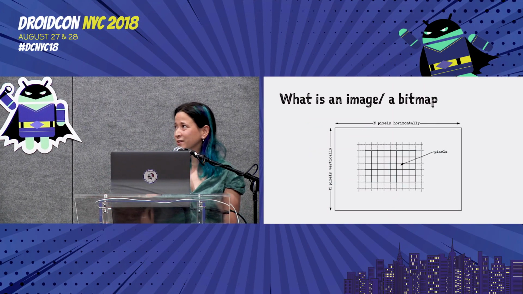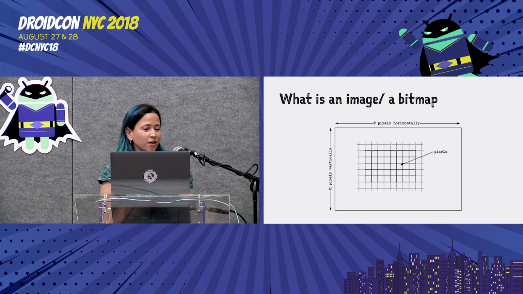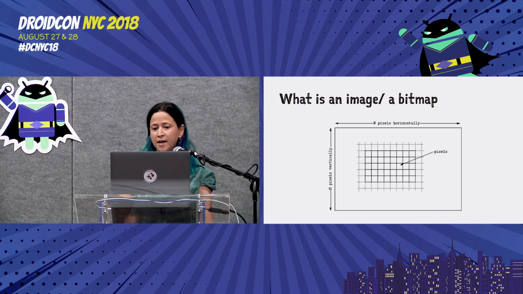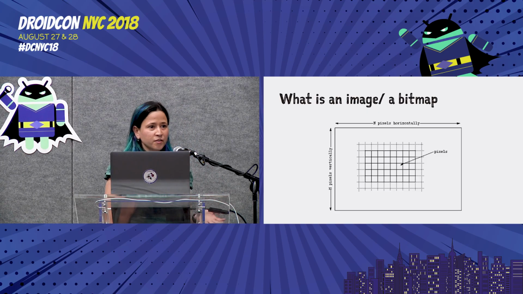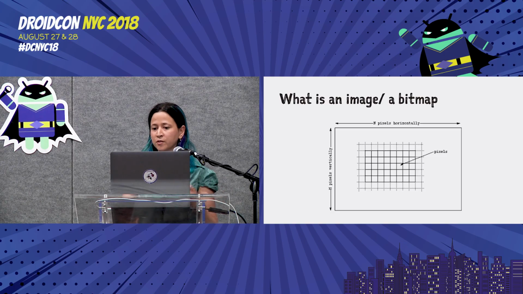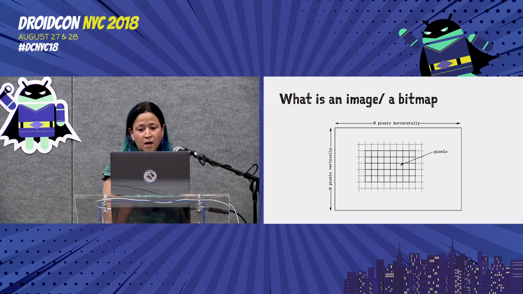So I wanted to get started with the basics of what is an image and how it is stored, which is actually stored as a bitmap. A bitmap is the basic structure that contains image data. Bitmaps are basically matrices where each dot in the matrix is called a pixel. Each pixel contains the color value of what to display, and together they form the picture that we see.